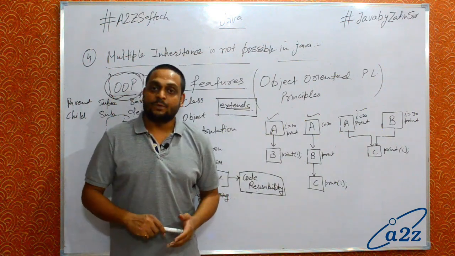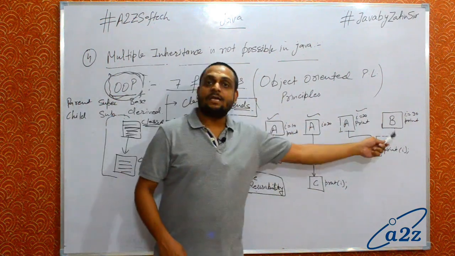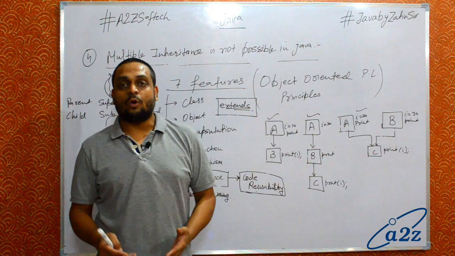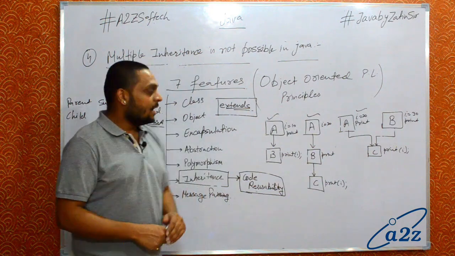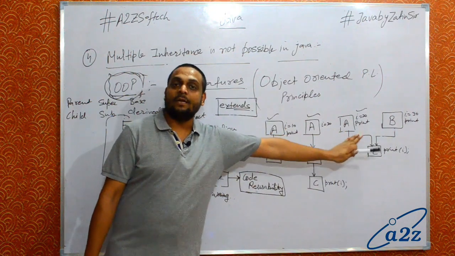Now this leads to confusion. This leads to confusion for the programmer about which class's function or method to call, which print to call, and so on. So that's why Java restricts multiple inheritance.